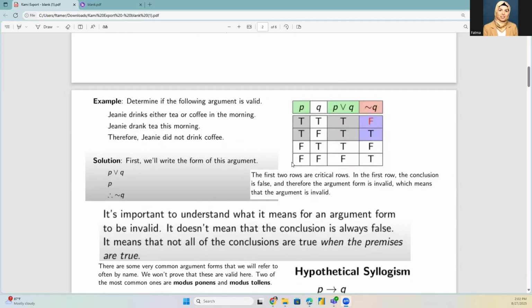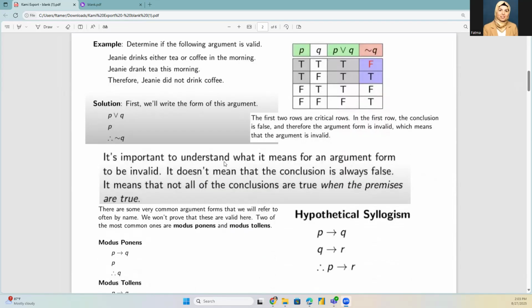Now this is a premise, and this is a premise. Let's find the critical rows. The critical rows are just the first and the second one. But when we look at these two critical rows, we don't always get true for the conclusion. So this becomes an invalid argument because of the first line, which has a false conclusion. It is important to understand what it means for an argument form to be invalid. It doesn't mean that the conclusion is always false. It means that not all of the conclusions are true when the premises are true.